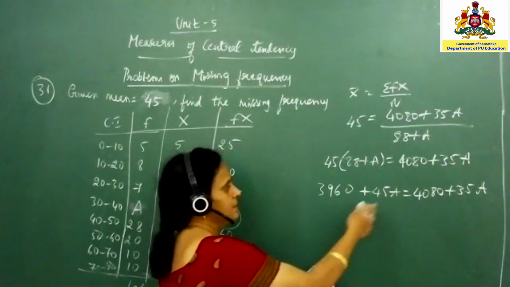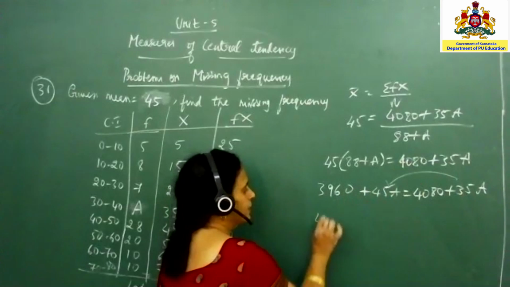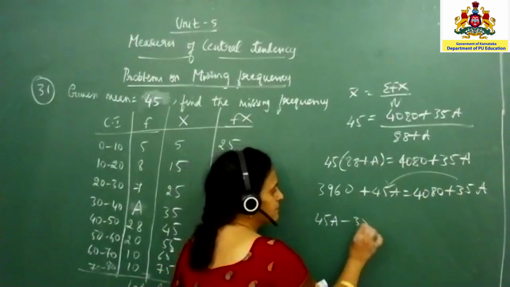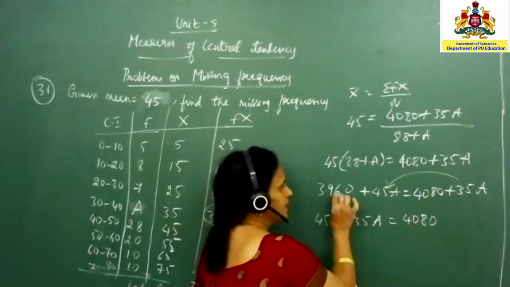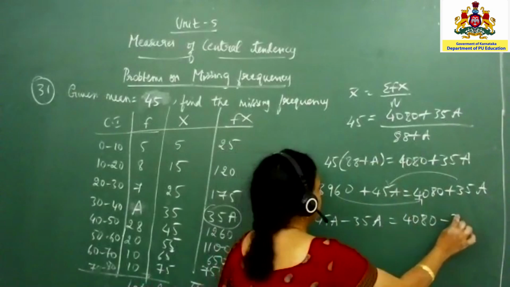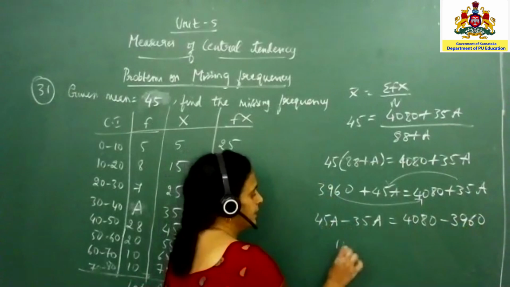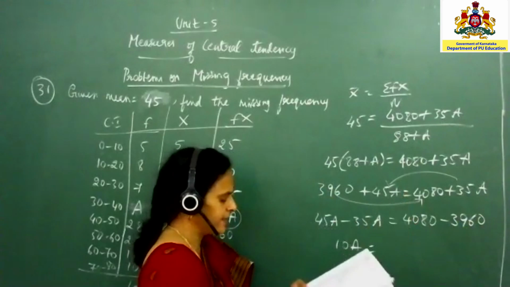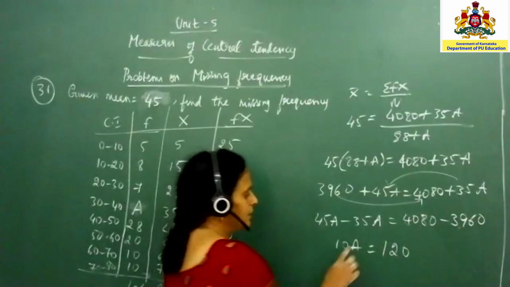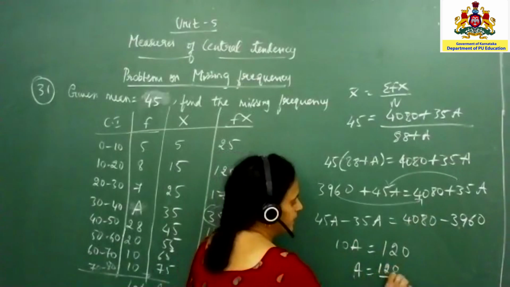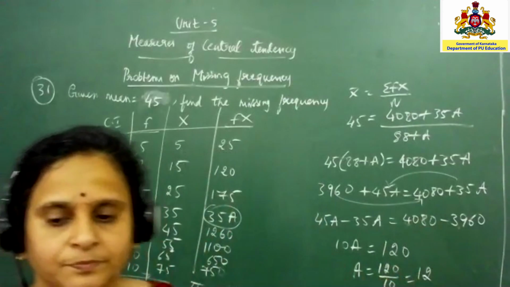Okay. Again, similar procedure, all a to one side. So this will be to the left side. So here 45a is there. So if I shift, it becomes minus 35a equal to, so this 4080 as it is, this I'm shifting to the right side. So again plus becomes minus 3960. Okay. So next step, 45 minus 35 is 10a equal to, so if I subtract the right hand side, I'm getting 120. Therefore, a will be equal to 120 divided by 10, we are getting 12. So the missing frequency is 12 here.